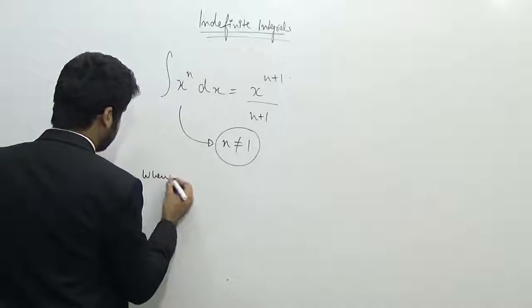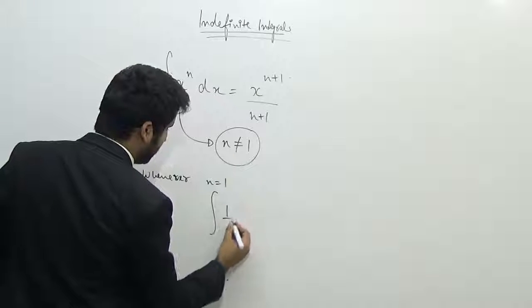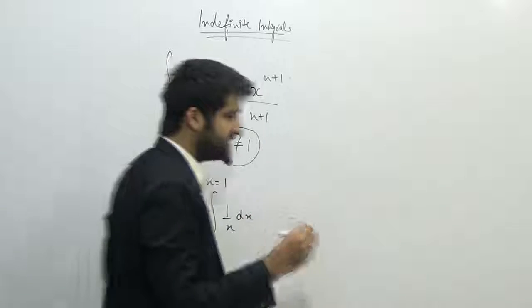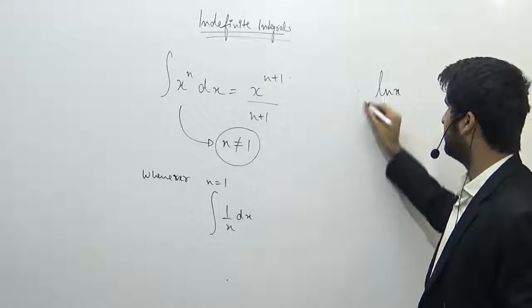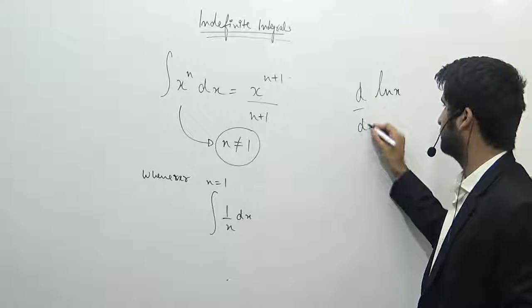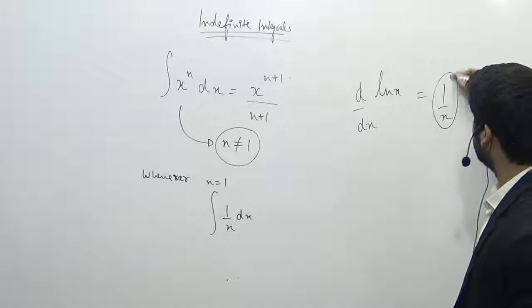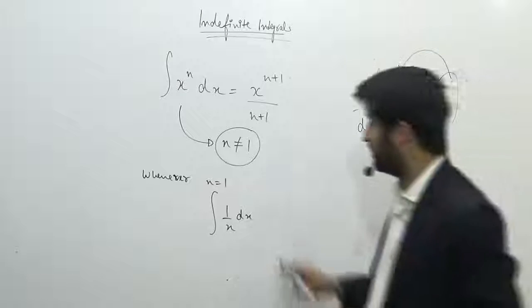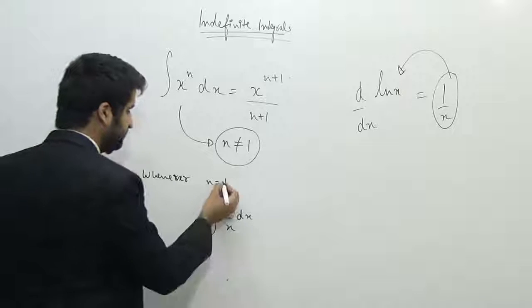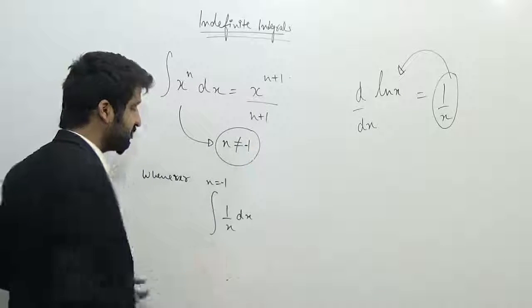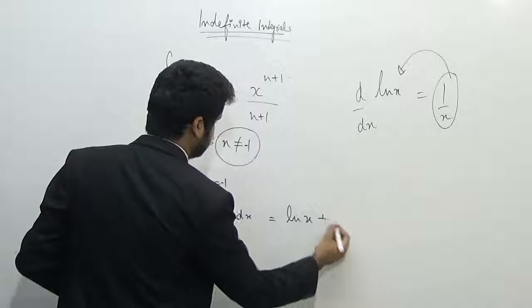whenever n is equal to minus 1, we will have the function 1 upon x dx. Now guys, can you tell me what is the derivative of ln x? Natural log of x. Now we know that the derivative is equal to 1 upon x. Therefore the antiderivative of 1 upon x will be log x. So whenever n is equal to minus 1, I will get this integration as ln x plus c.